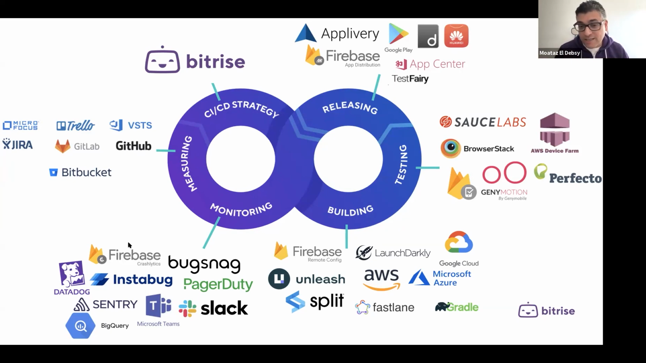And for monitoring, after deploying, you can start monitoring with tools like Firebase Crashlytics, Bugsnag, or PagerDuty for sending alerts to the team if there is any unexpected behavior inside the application, sending notifications to Slack or Microsoft Teams. You can also use BigQuery and Datadog for creating queries and sending the issues or problems to these tools. And with measuring, you can create your tickets, your strategy, everything that you need with all of these tools. And this is the big picture of the mobile CI/CD.